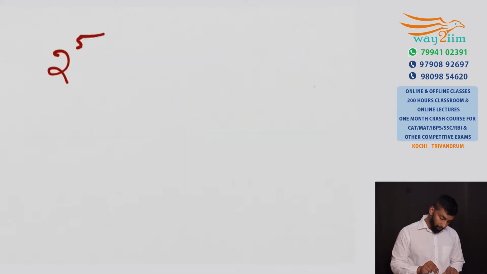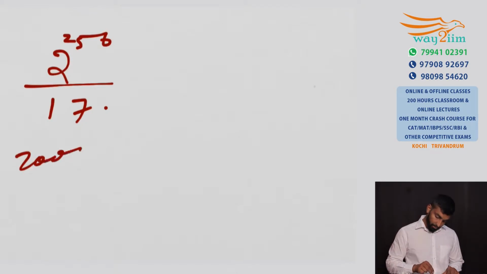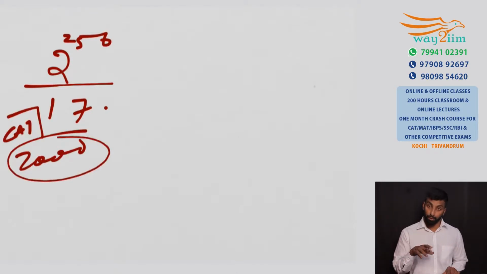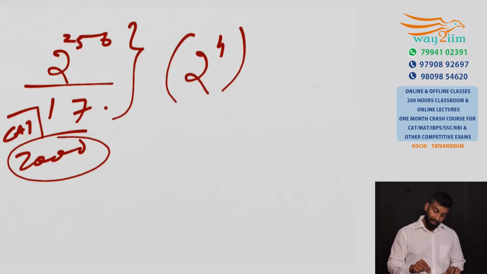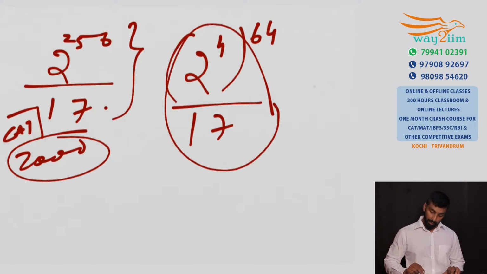What about 2 raised to 256 by 17? This is again CAT 2000 only, something which we have discussed. 2 questions came in that year, right? So both are based on the basic remainder theorem concept. So how will you write this? You need to write 2 raised to 256 as 2 raised to 4 divided by 17 format, because when you write in that way you get minus 1 as a remainder, right? So 2 raised to 4 raised to 64 divided by 17. You know this is going to give you minus 1 as a remainder. So minus 1 raised to 64 will give you 1.